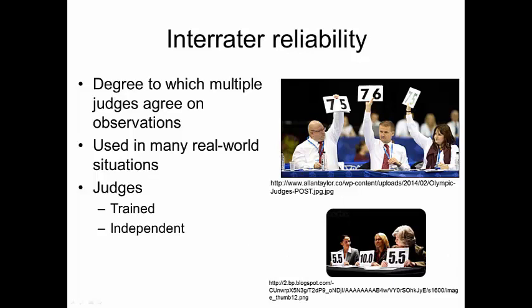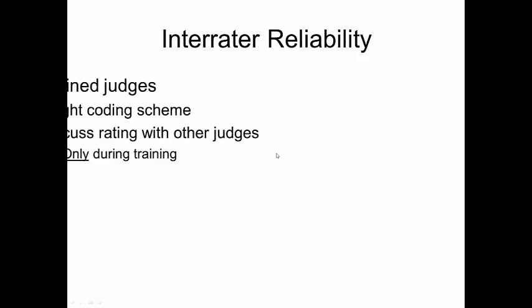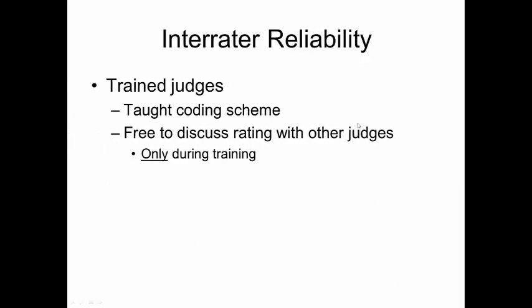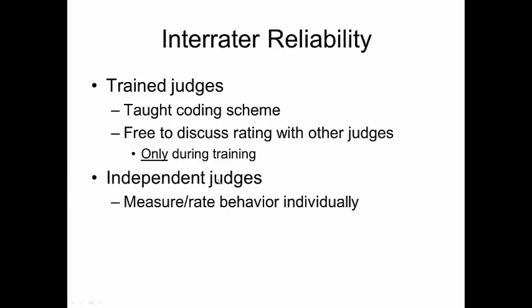It's when they make these independent observations that you can assess the inter-rater reliability of those observations. So to do this, you have to train the judges on the coding scheme. They're free to discuss the rating with other judges, but only during their training. When they're actually judging the behavior themselves, they have to do it independently, individually. They measure it and rate the behavior individually, and then afterwards you can assess the inter-rater reliability. They only do it together when they're being trained.